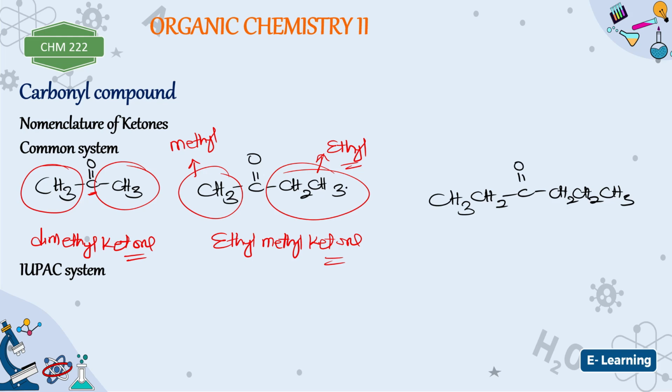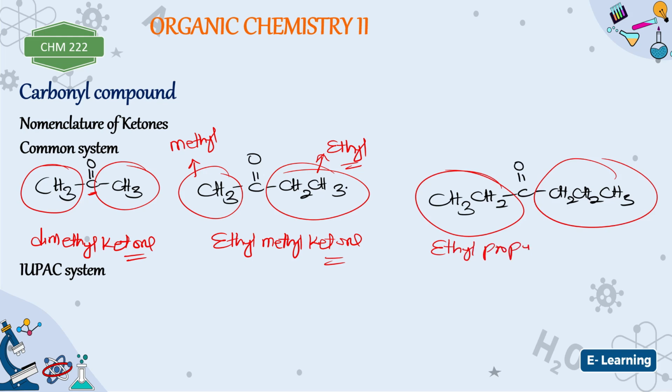Now, by looking at it, you already know this group here is an ethyl group, while this group here is propyl. So you say this is ethyl, E comes before P, ethyl propyl ketone. Alright, so that is that for the common name of the compound. Now, the next one is the IUPAC name.